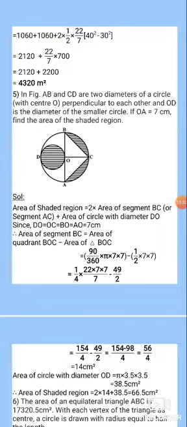Now, area of the circle with the diameter OD is equal to what? Pi r square. So, diameter is 7, so radius what? 7 by 2, which is 3.5. So, pi into 3.5 into 3.5 is what? 38.5 centimeter square. Here you can consider the value of pi as 22 by 7.